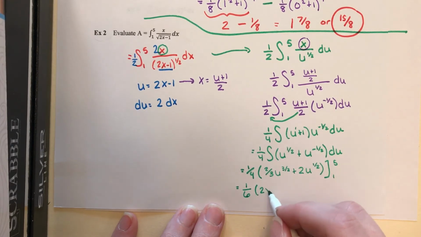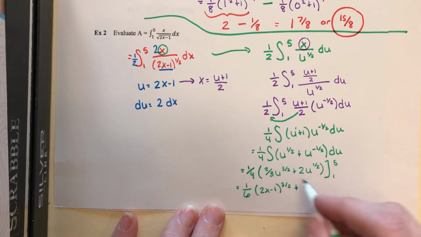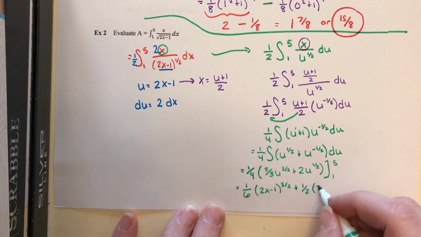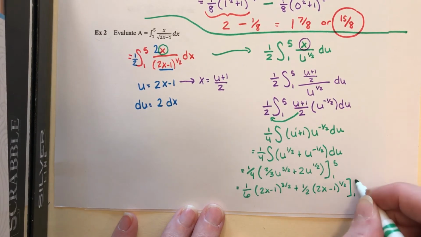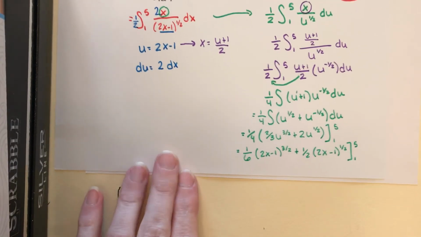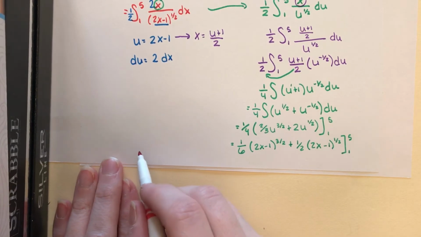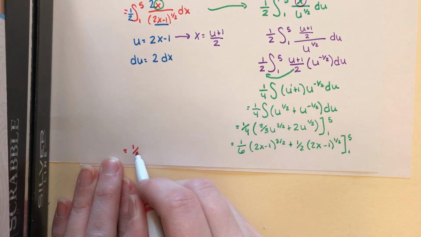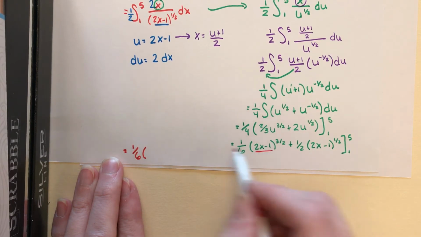u is 2x minus 1. 2 times 1/4 is 1/2. Plug back in for u, 2x minus 1. And we're going from 1 to 5. Okay, so here's where all the work comes in with the calculator. So I would use your calculator for this problem because you've got a lot to plug in. We've got to do top minus bottom. So I'm going to come down here. I'm going to plug in the 5 first. Now if I plug 5 in here, that gives me 9.